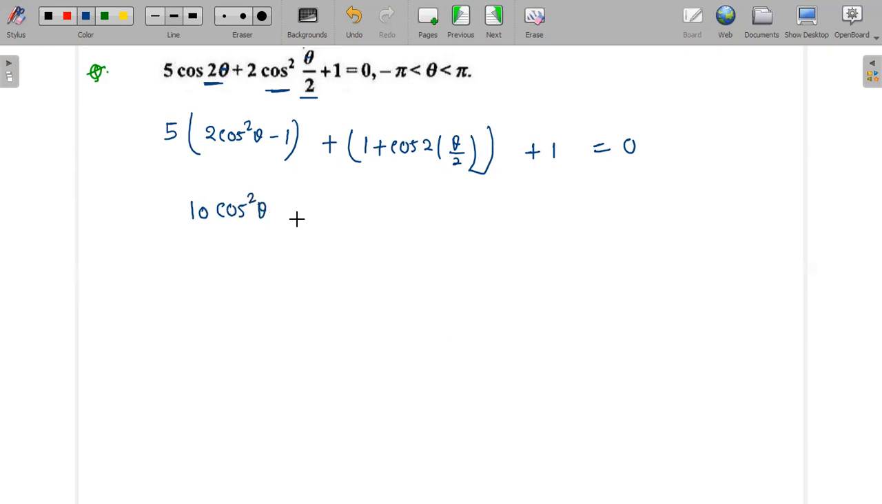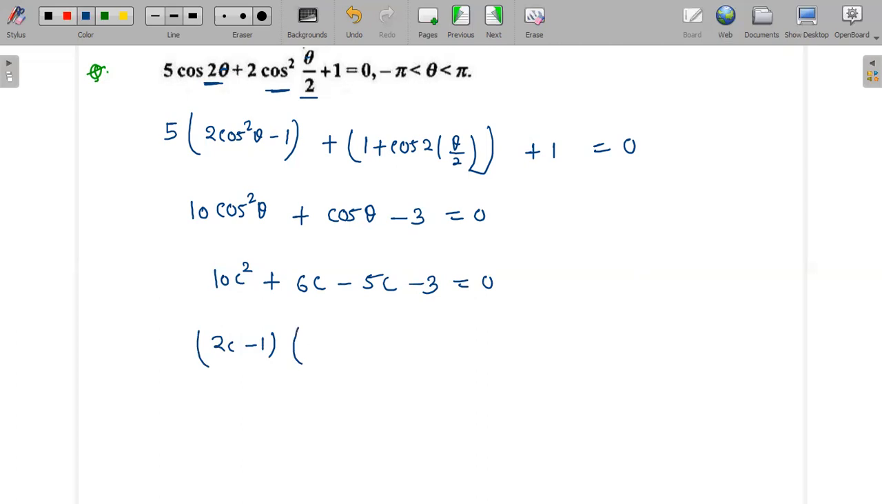So we have 10 cosine square theta plus cosine theta minus 3 equals 0. Try to factorize this expression if you can. The factors will be 6 and 5. We have 10 cosine square theta plus 6 cosine theta minus 5 cosine theta minus 3 equals 0. Then we have (2 cosine theta minus 1) times (5 cosine theta plus 3) equals 0. It gives two different expressions. One is cosine theta equals 1 by 2 and another is cosine theta equals negative 3 by 5.